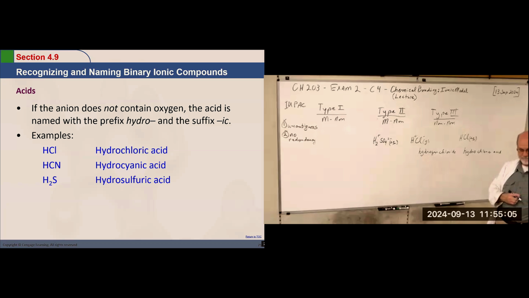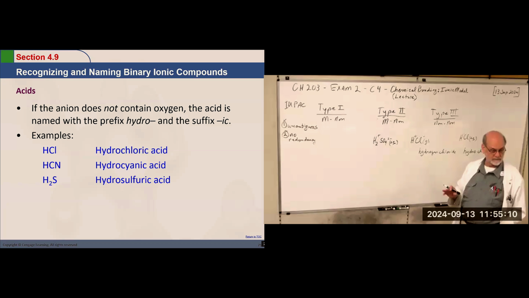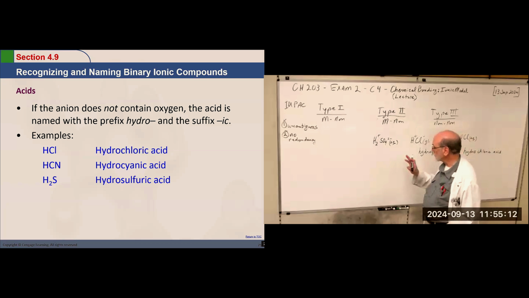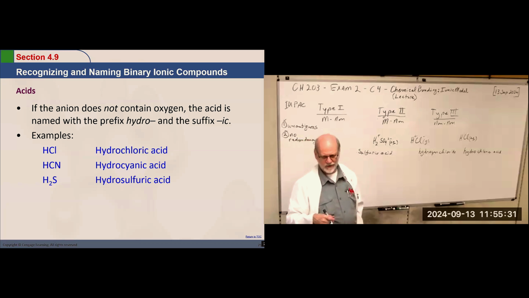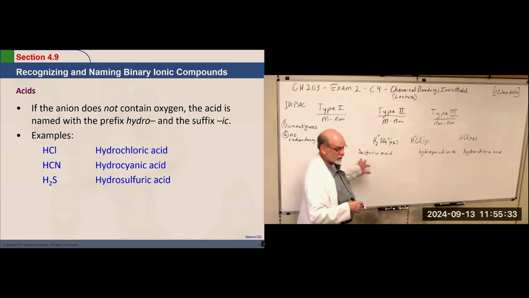Okay? If it has an oxygen in it, we don't say hydro. We drop the hydro, and we go straight to the non-hydrogen part of the molecule. So ates become ic in this case. We simply say sulfuric acid, like that. Sulfic doesn't sound right, so we call it sulfuric.